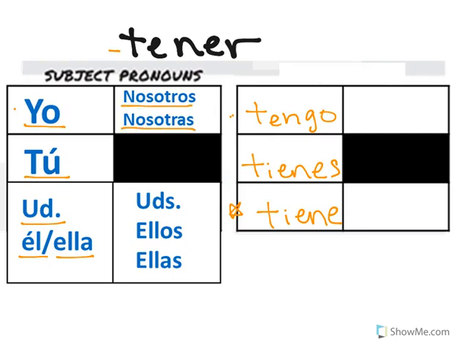Nosotros and nosotras, which mean we. To say we have, we can't say yo tener again, that's wrong. It's nosotros tenemos, right there. And finally, ustedes, which is y'all, ellos and ellas, which means they, is tienen.